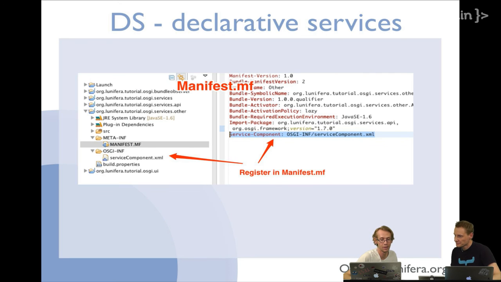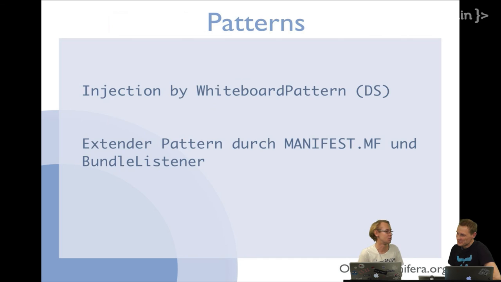And here you can see the structure. You can put it in any folder, but it's good practice to put it in OSGi-INF. And never forget to register the service component in your manifest MF. You'll debug and search for hours to find it. So if a service doesn't come up, check the manifest.